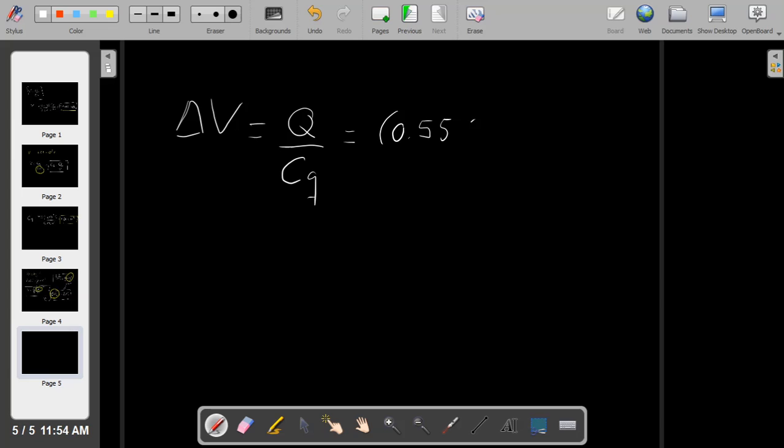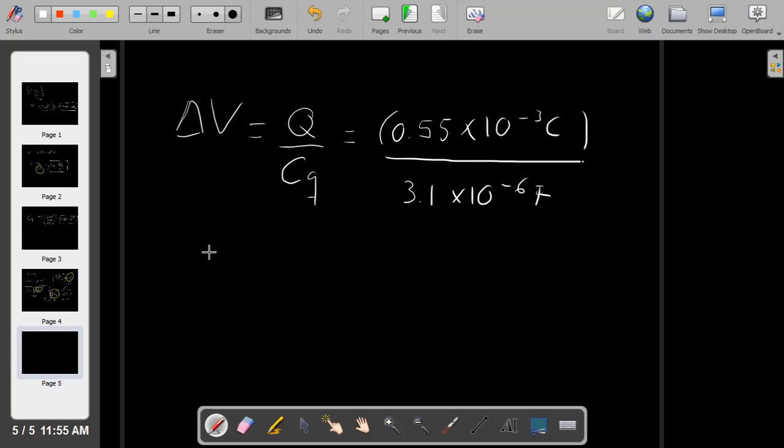0.55 times 10 to the minus 3 coulombs. Okay, these are coulombs now. Divided by the capacitance of this capacitor. Did they give us the capacitance? Yes, they did. Anything that has an F for its units, that's your capacitance, farad. So 3.1 times 10 to the minus 6 farad. It's an F. Okay, put this in your calculator.